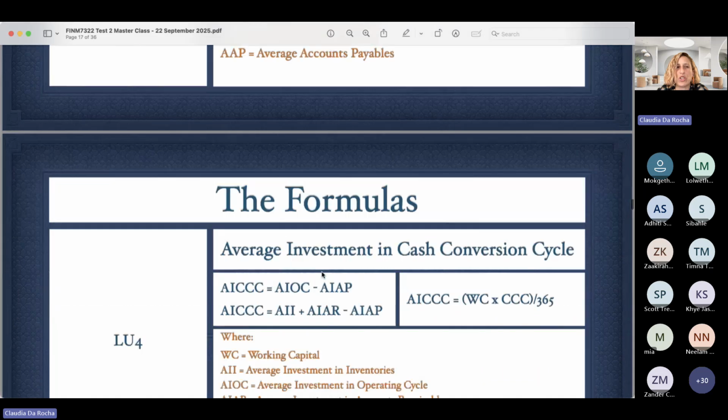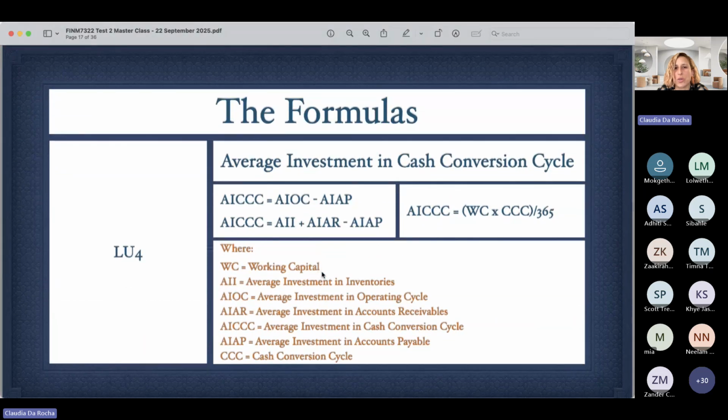And then we move into the investment piece. So questions will either ask you to calculate the number of days for either operating cycle, cash conversion cycle, or an aspect of either one of those. The other section is to calculate the investment required in your cash conversion cycle. So there are three formulas, of which two are in essence related to each other.